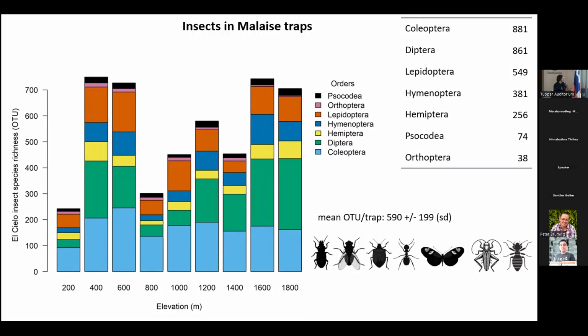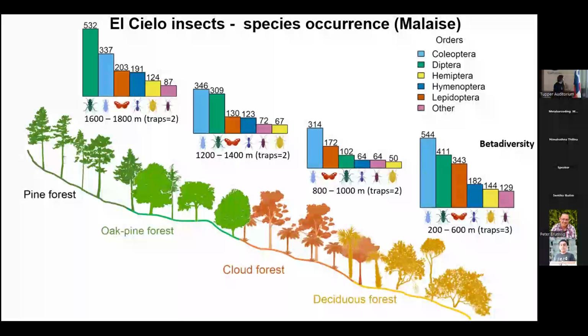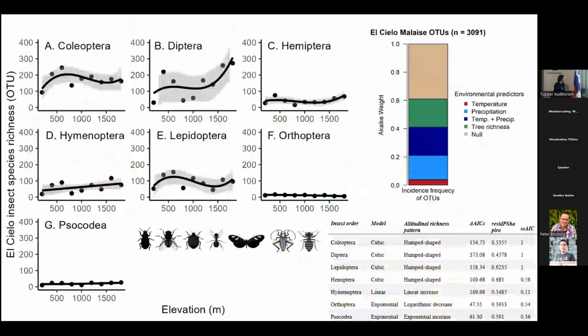And the portion of different insect orders was roughly similar along the elevations. If you look at the representation of the most species-rich orders at different habitats, it's always the Coleoptera, Diptera, and Lepidoptera as the most species-rich. And as we go up, the flies, the Diptera, are getting more prominent. But the pattern is somewhat consistent at these different types of forests.